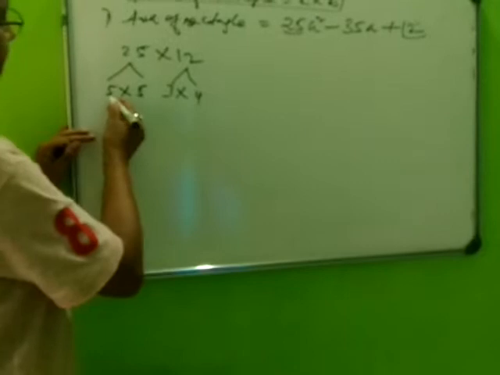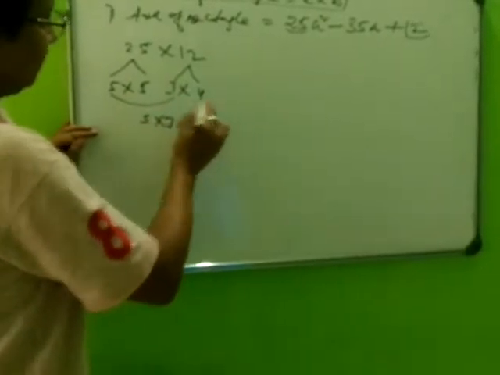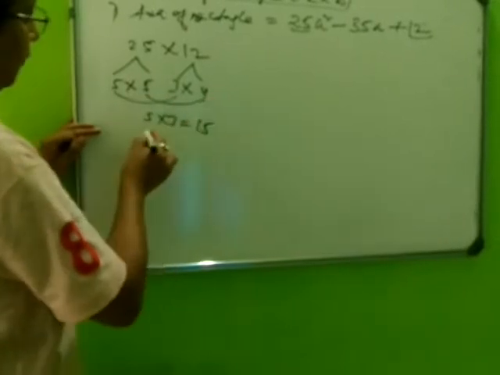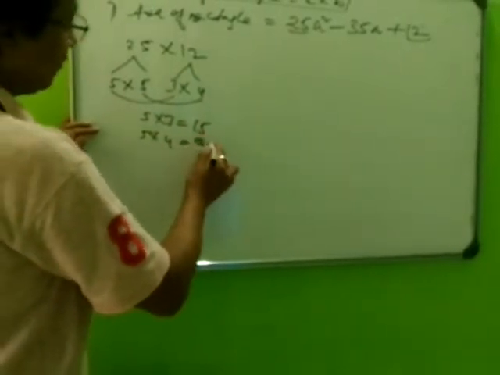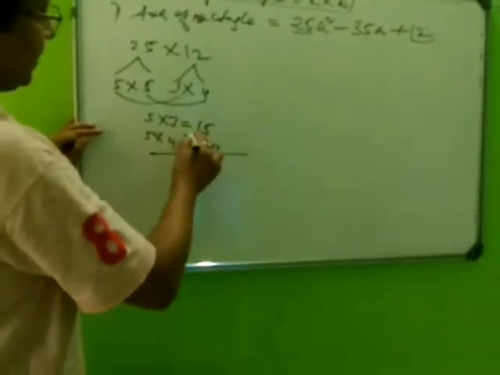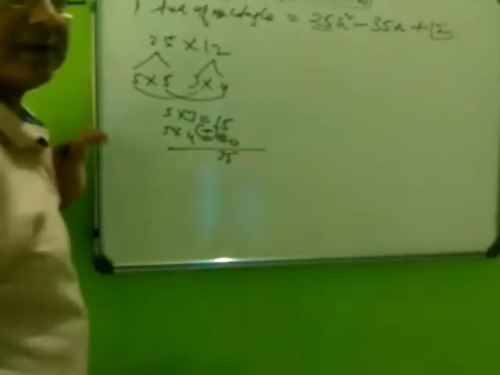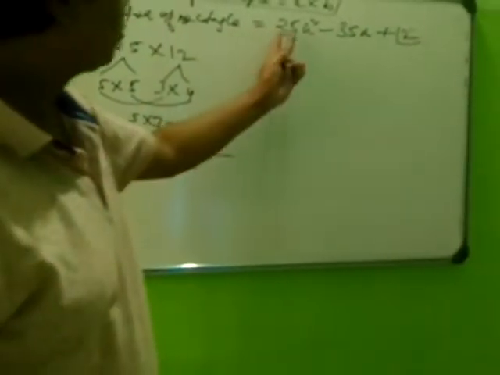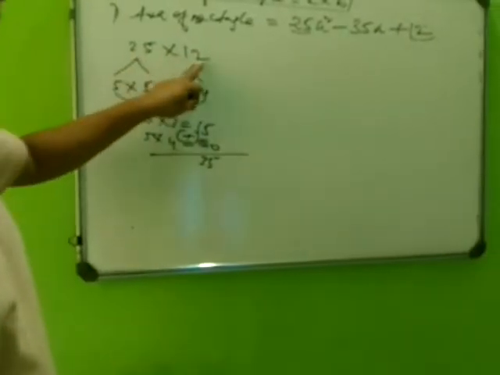Let us now see. 5 into 3, you get 15. Then 5 into 4, you get 20. Just add it and you will get 35. So you got 35. How did you get it? 25 into 12.